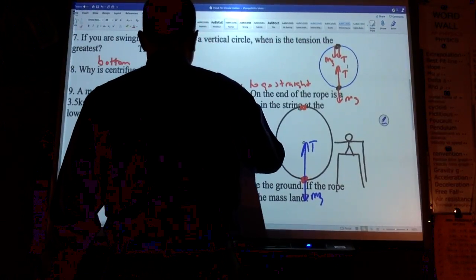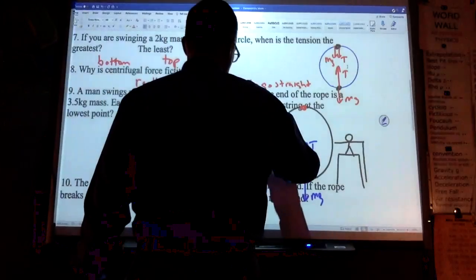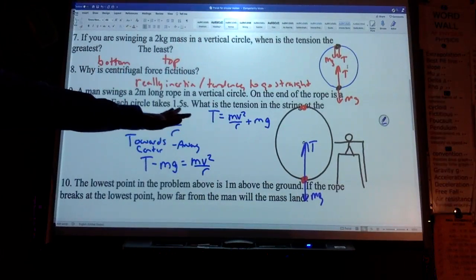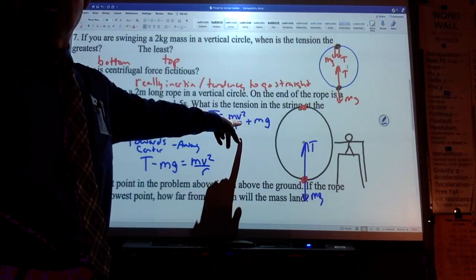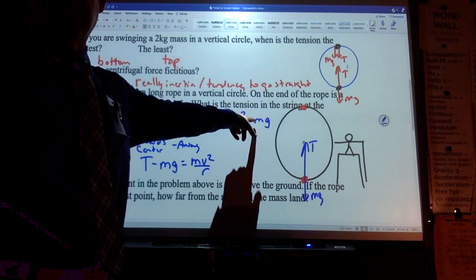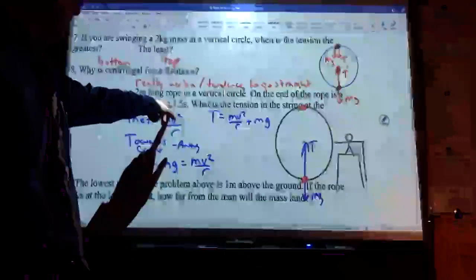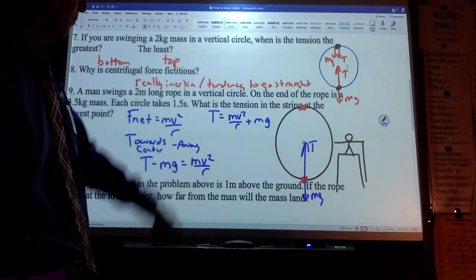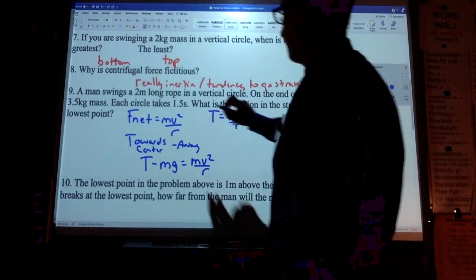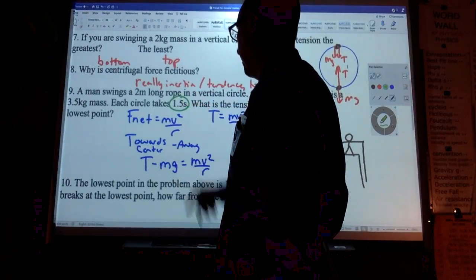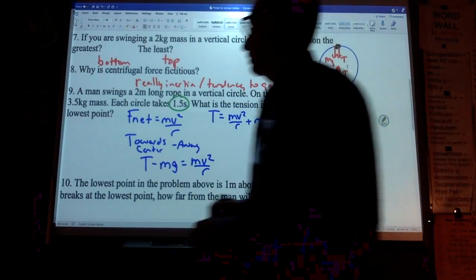So T is going to be equal to mv squared over r plus mg. This equation is just like I said. The tension has to both turn it, which represents this force, and lift it, which represents this force. All right, I don't know the velocity, but I do know how long it takes to go around one time around. If you remember, this is our period. So the time it takes for one loop around.